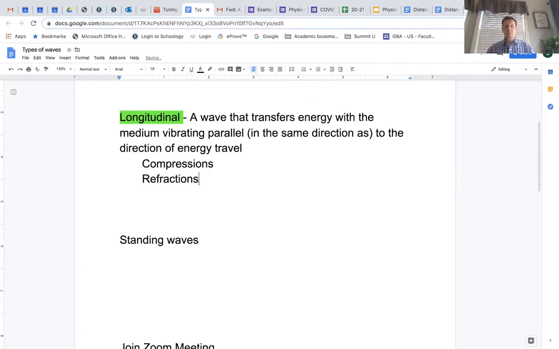Rarefactions. Compressions are where the actual matter, the medium, compresses closer together, and rarefactions are where the medium is spread apart.